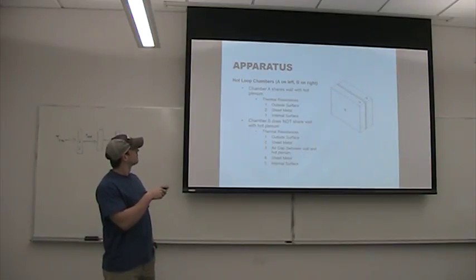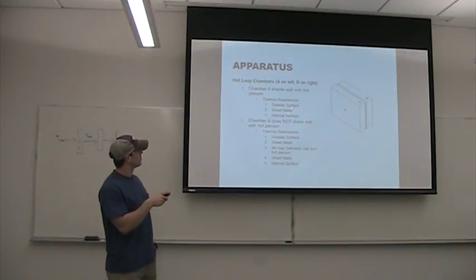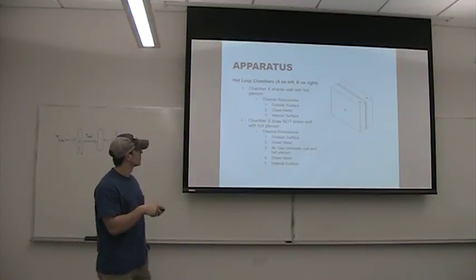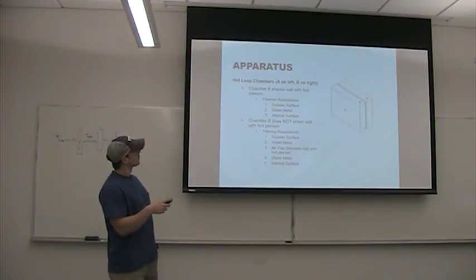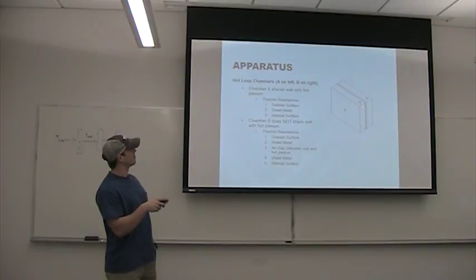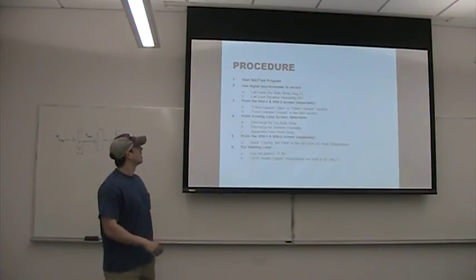And so its thermal resistance to the hot plenum is: it's got the outside surface, it's got a sheet metal in there, and it's got the internal surface. Chamber B doesn't share the wall with the hot plenum. So it's got the internal surface, I'm starting from the bottom here: internal surface, sheet metal, the air gap between it, and the outside surface. You can pretty much see all that.